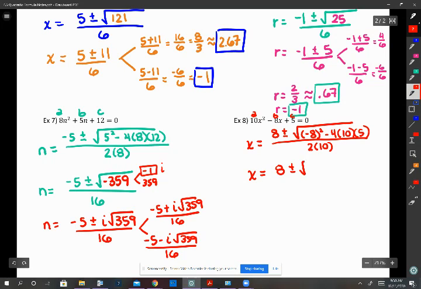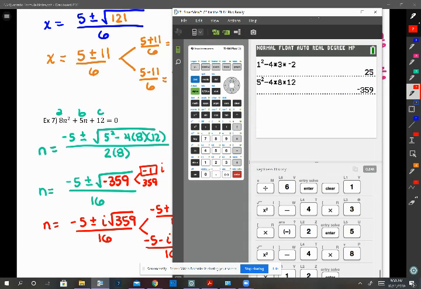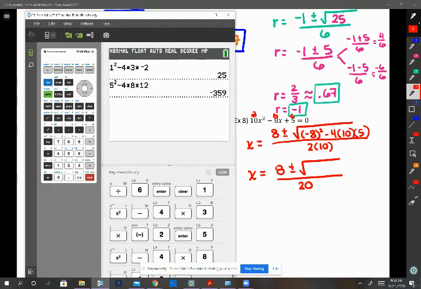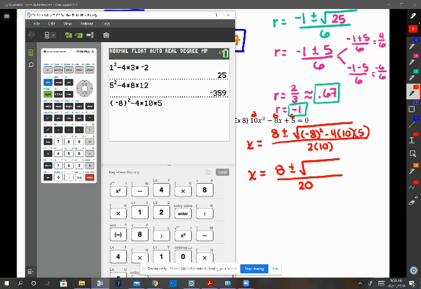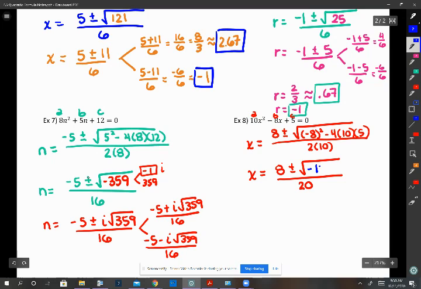So 8 plus or minus, we're going to figure out what goes in that little box. And 2 times 10 is 20. And then we pull up our calculator. And we're going to do parentheses because it's a negative. So -8, close our parentheses, square it, -4 times a times c. And so we get a negative number. So this is -136. And then because it's a negative, we're going to break that down. So this is -1 and 136.